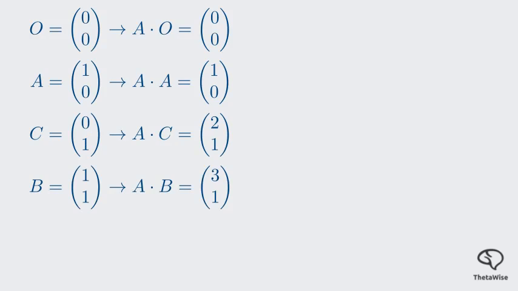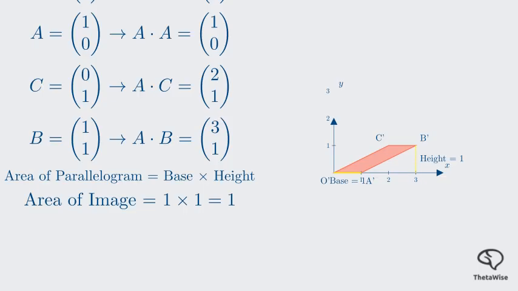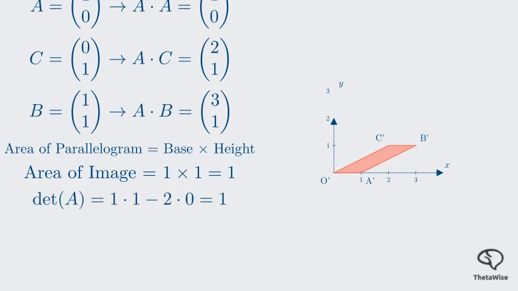The unit square has been transformed into a parallelogram. Let's find its area. The base of the parallelogram, the segment O prime A prime, has a length of 1. The height of the parallelogram, the vertical distance between O prime A prime and B prime C prime, is also 1. The area of a parallelogram is base times height, so the area of the image is 1 times 1, which equals 1. Interestingly, the area has not changed. Let's compare this to the determinant of our transformation matrix. The determinant of A is 1 times 1 minus 2 times 0, which is 1. The determinant is 1, and the area ratio is 1. This is not a coincidence.